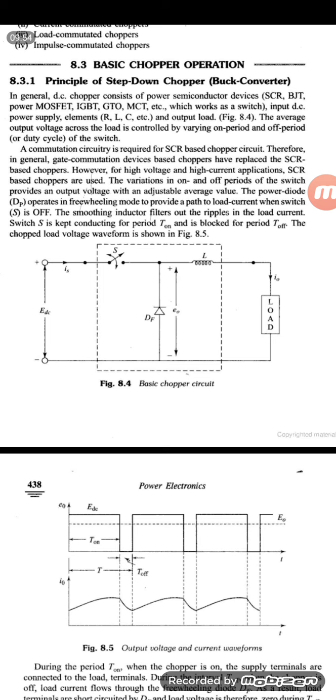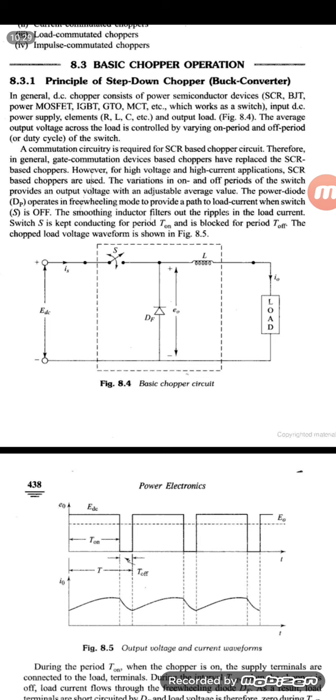So the net output voltage is 0. When the switch is closed, you will get the load voltage. When the switch is open, you will get 0 voltage. In place of this switch, we can use SCRs (silicon controlled rectifiers), BJTs, MOSFETs, IGBTs, GTOs, MCTs, based on the application and the levels of output voltage. So this is the operation of a basic chopper, also called a step down chopper or buck converter.